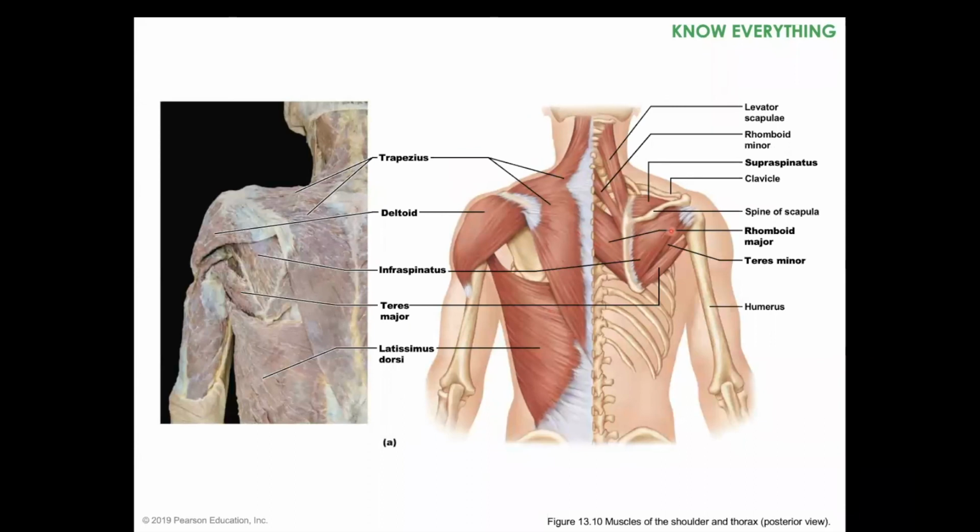So then here we can finally see that infraspinatus and the teres minor here and the rhomboid major here. And the supraspinatus is here on top of the shoulder. And again, we see on the left, we have our latissimus dorsi and trapezius, which are going to be our superficial muscles of the back.